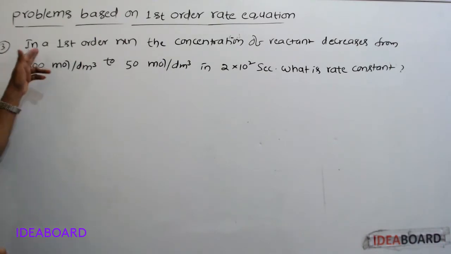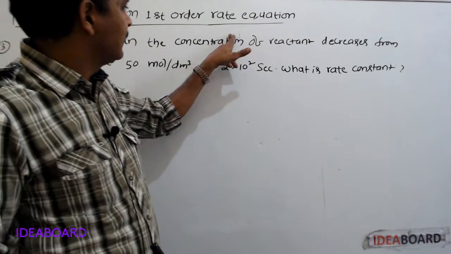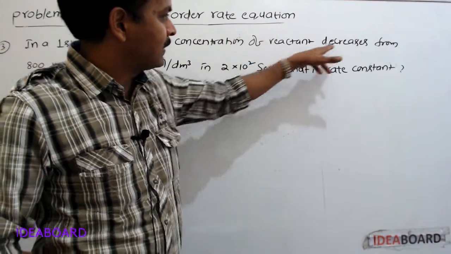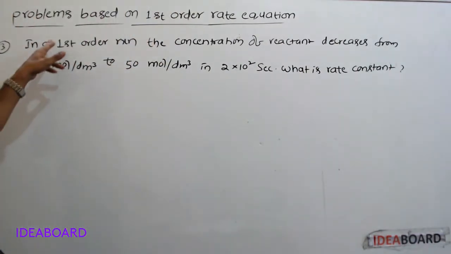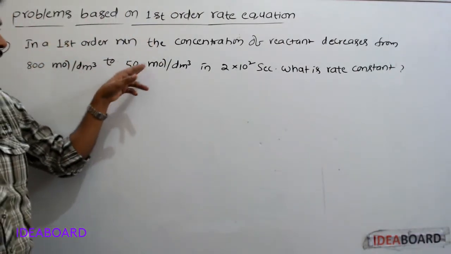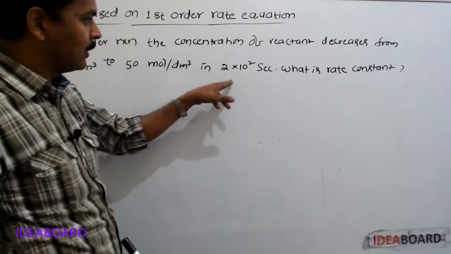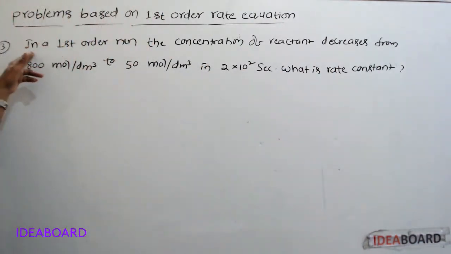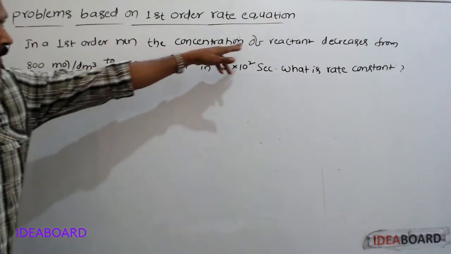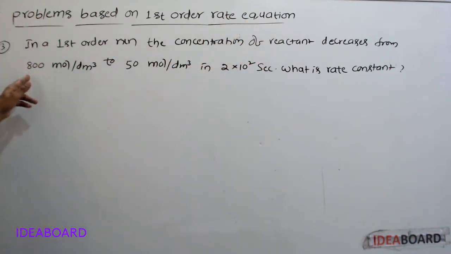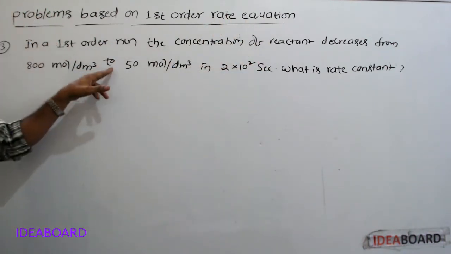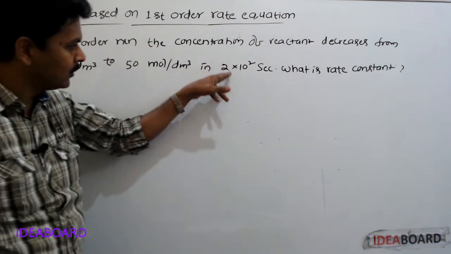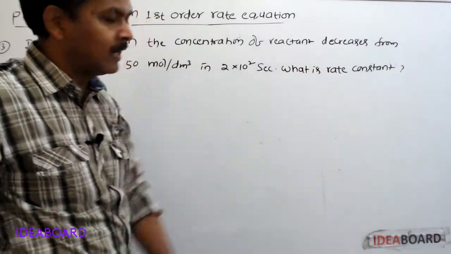Next problem. In a first order reaction, the concentration of reactant decreases from 800 moles per decimeter cube to 50 moles per decimeter cube in 2 into 10 square seconds. What is the rate constant?